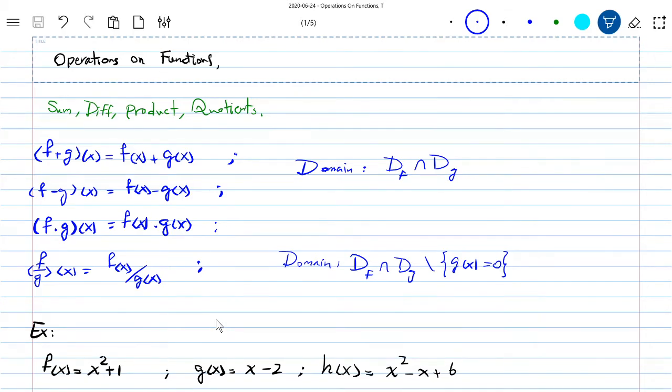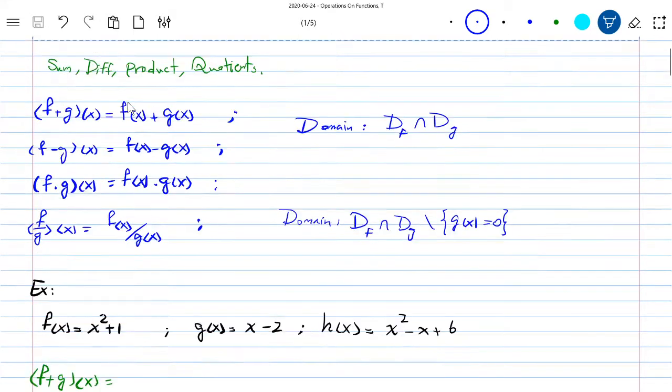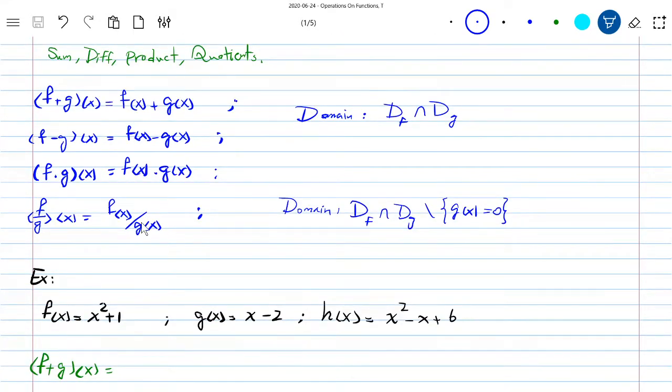Today's lecture is about operations on functions. Given two functions, can we add them together? Can we subtract them from each other? Can we multiply or divide them together? Today we're going to discuss that.